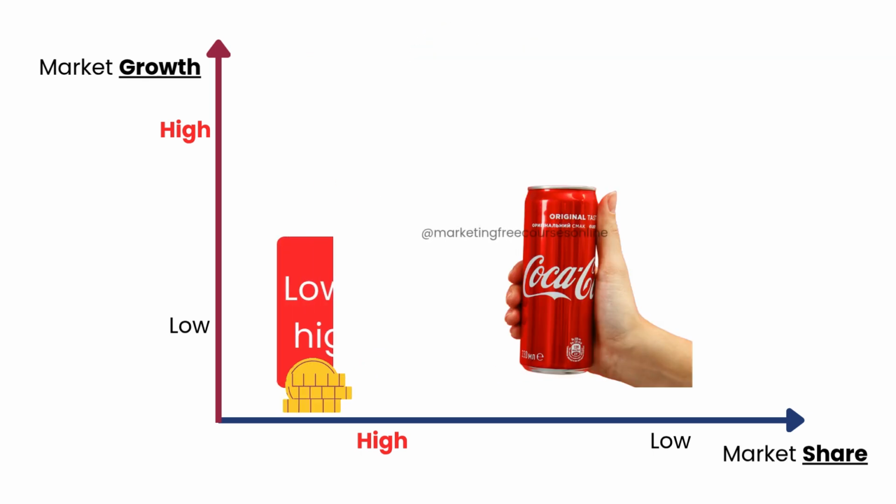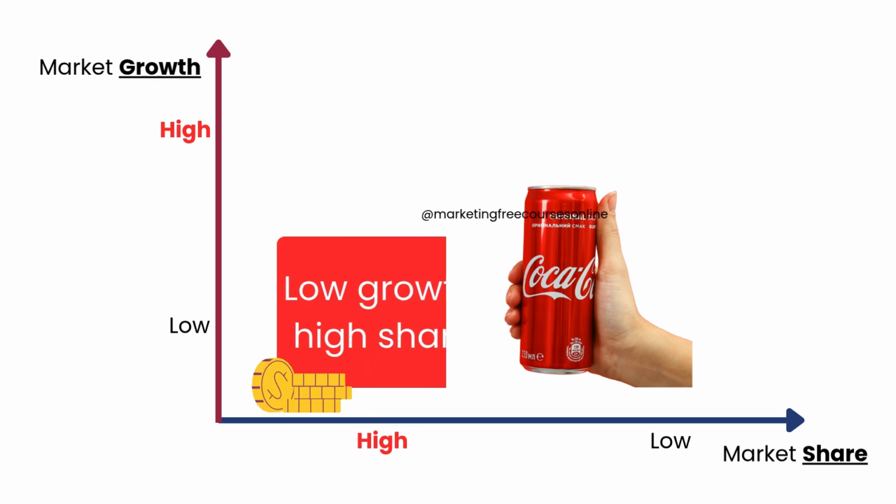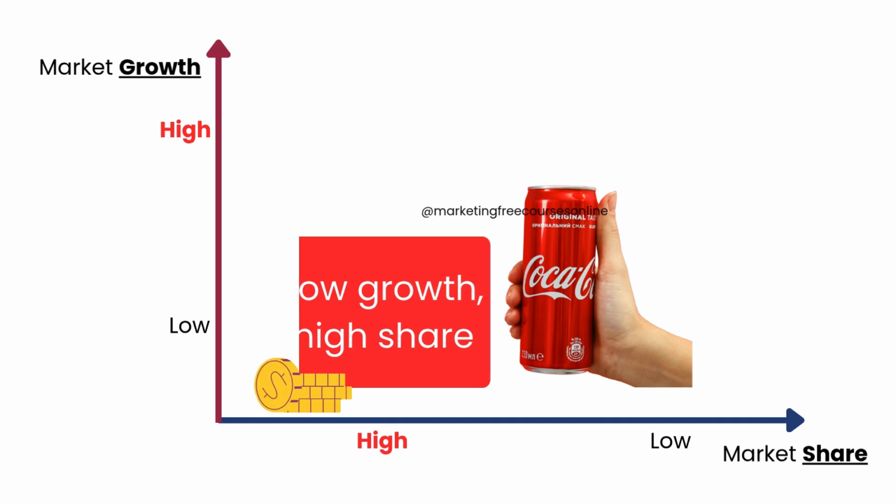Cash cows, low growth, high share. These are steady products in mature markets, like Coca-Cola's classic soda. They don't need much investment but bring in lots of cash. Coca-Cola uses this cash to fund other products.